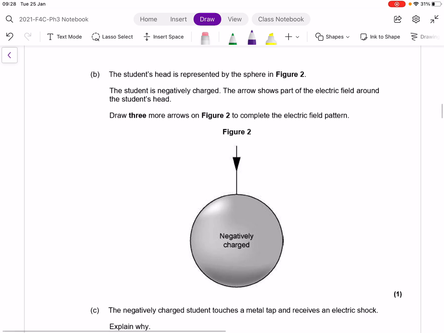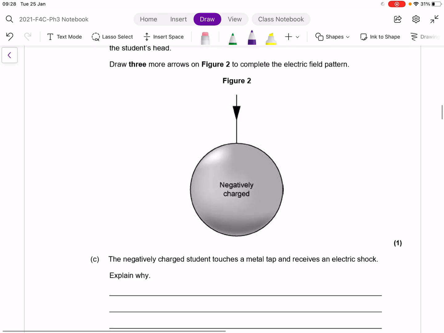Part B, draw 3 more arrows to complete the electric field pattern. Okay, so all you need to know is that field lines will point towards the negative charge. Field lines always point from the positive to the negative. So your field lines will always go in this direction. That's just because that's the way we design them to be.